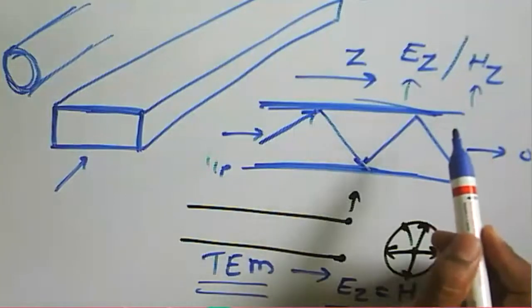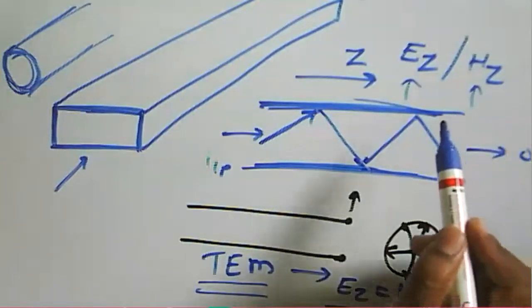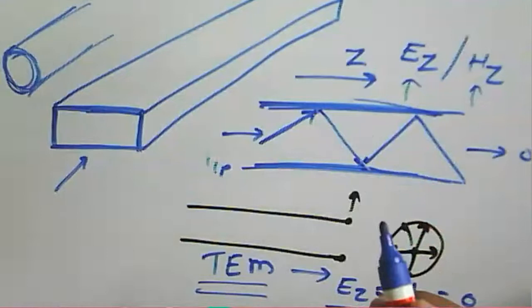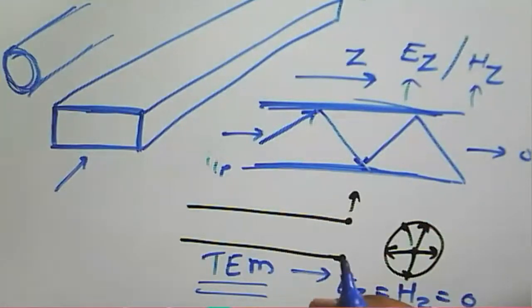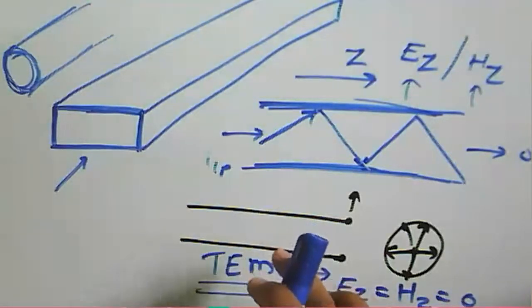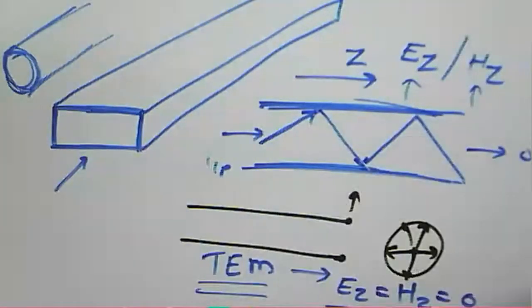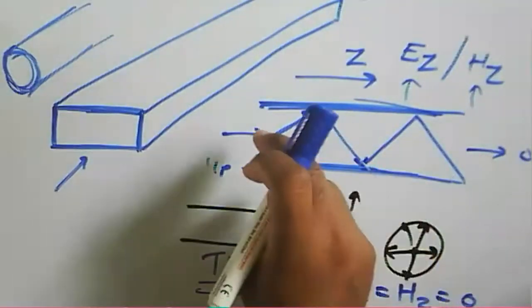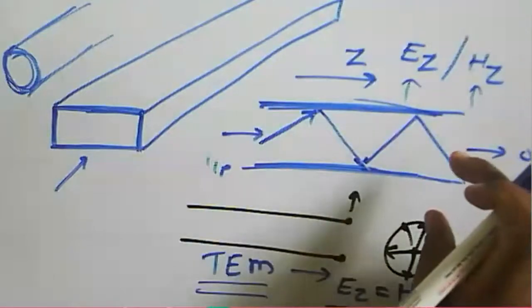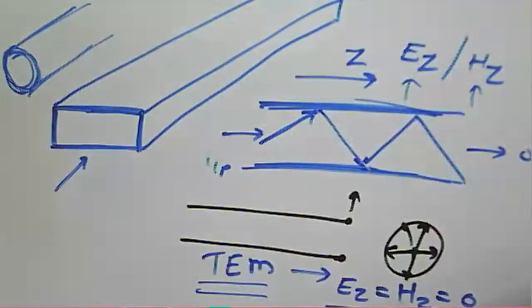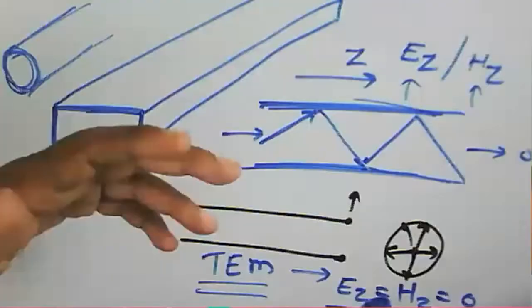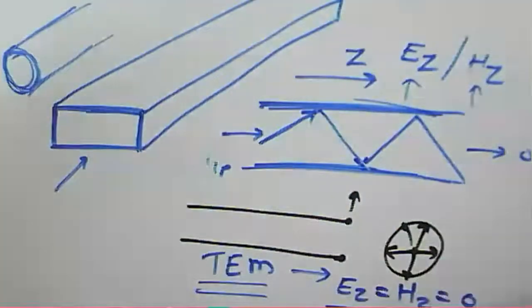So based on whether the Ez component is present or the Hz component is present, there are two types of propagation, two types of modes that exist. The modes are the TE mode or the TM mode. Means your wave is propagating with either a TE mode of propagation or a TM mode of propagation. So what do you mean by the TE mode and the TM mode? Okay, so we'll see in detail.